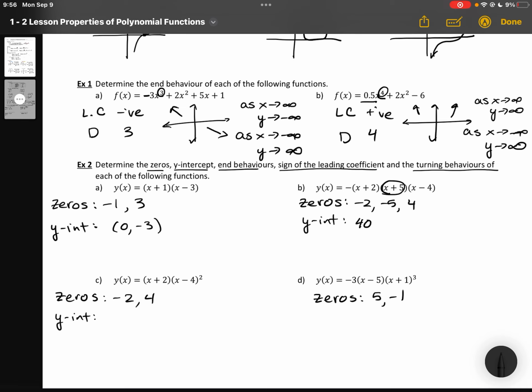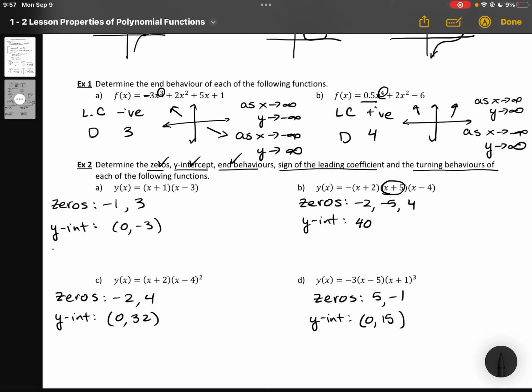My y-intercept here, again, I'm setting x equal to 0. I'm going to get 32 when I evaluate that. And for the last one, I'm going to set x equal to 0 and evaluate. So that means I have -5 times 1, which is -5, and then times 3 would give me +15. So we've done the zeros, the y-intercept. Now we're going to do the end behaviors.